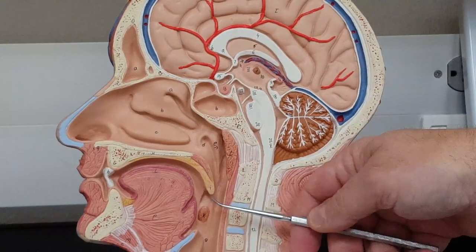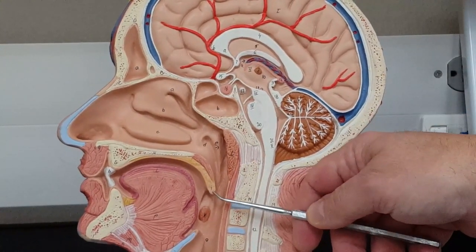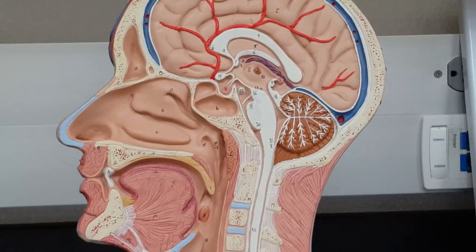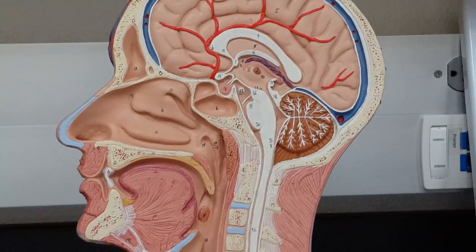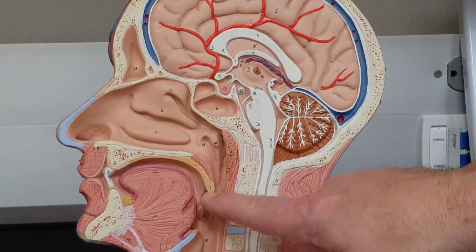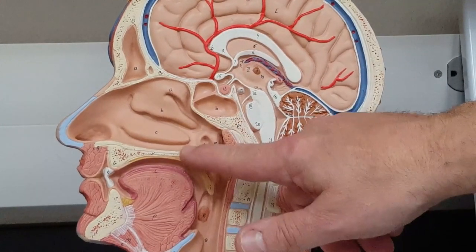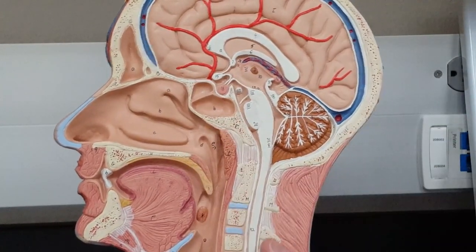The little punching bag, the end of it right here where my probe is, that is the uvula. That little punching bag structure we have at the back of our throat is not a tonsil. I remember telling you that before. That is the uvula right there at the tip of my finger. Hard palate, soft palate, uvula.